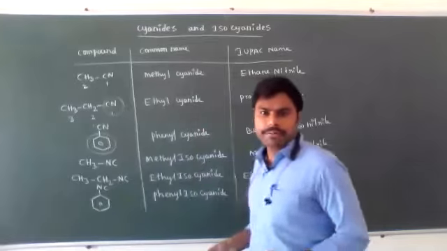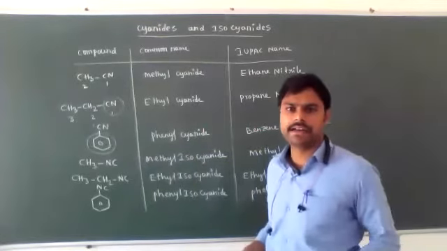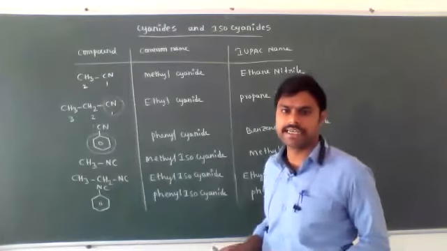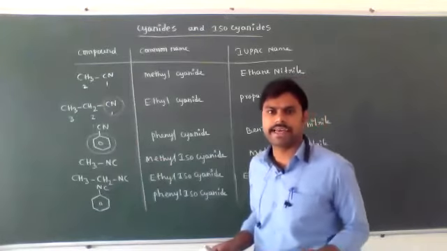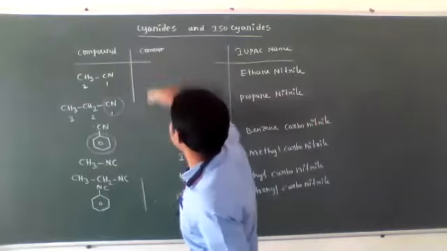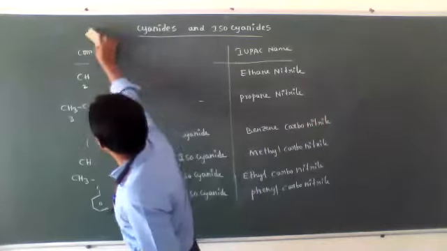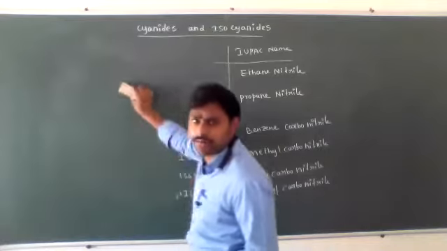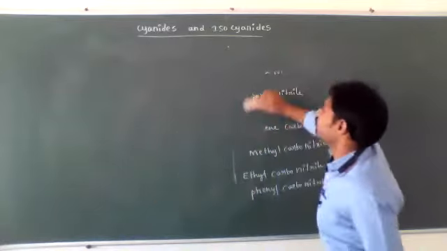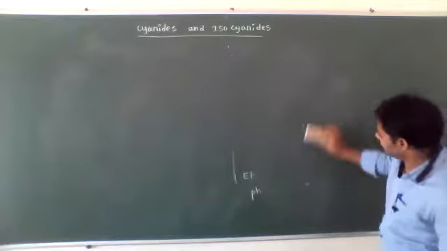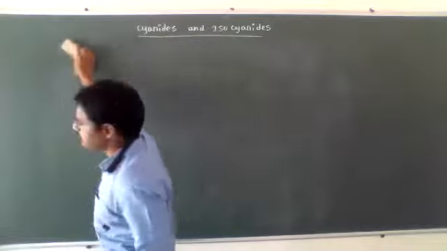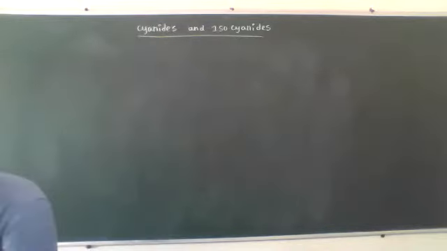Now, preparation methods of cyanides and properties of cyanides, as well as preparation methods of isocyanides and properties of isocyanides, we need to discuss. Very easy, ma. Preparation methods of cyanides and chemical properties. Very few chemical properties are present, and these are very, very important also. See, preparation methods of cyanides.